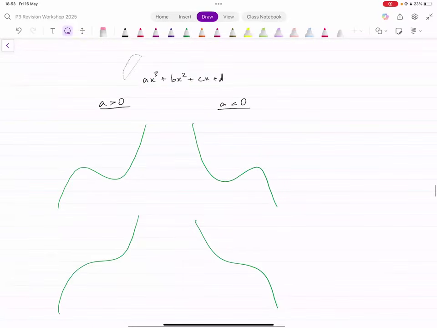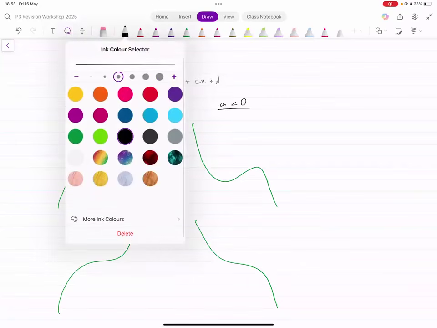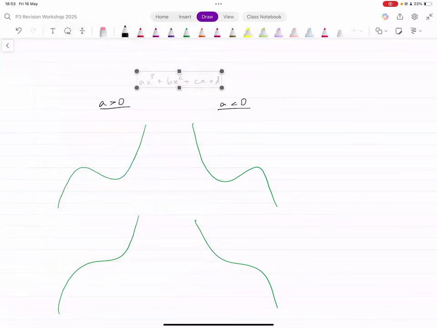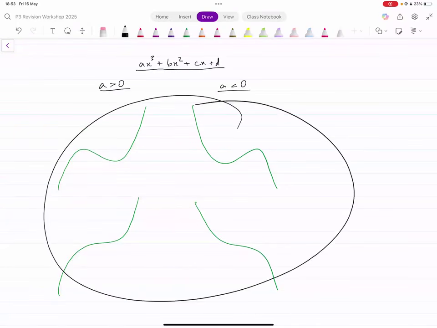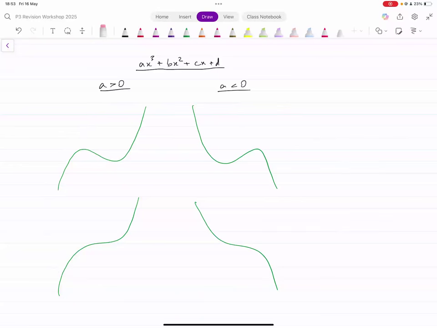Roughly, these are the 4 possible shapes for a function that looks like this: ax cubed plus bx squared plus cx plus d. If you have a function that looks like this, it can have these 4 possible shapes. How do you know which one of these shapes you would get? If the coefficient of x cubed is positive, you get the shapes on the left side, any one of these. If the coefficient of x cubed is negative, you get one of these shapes.